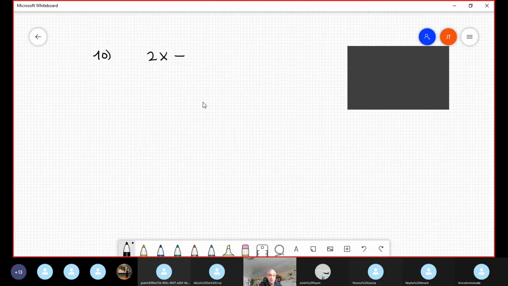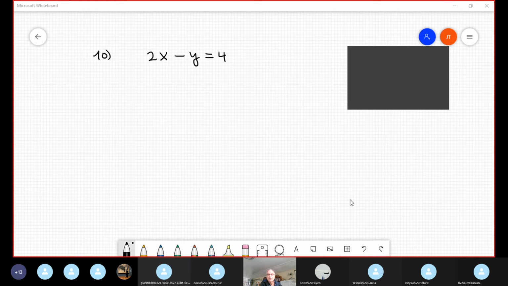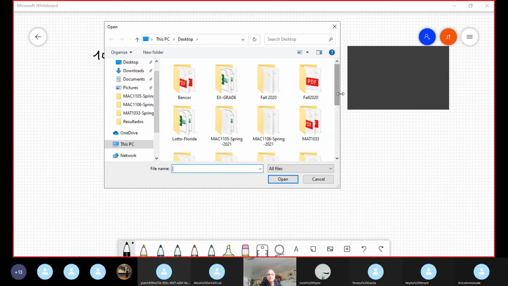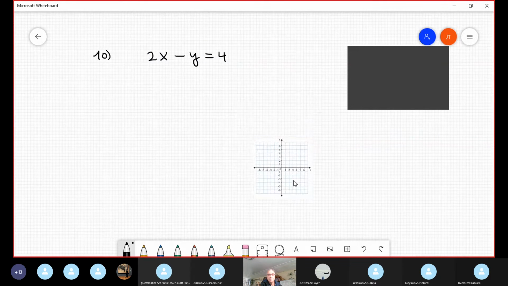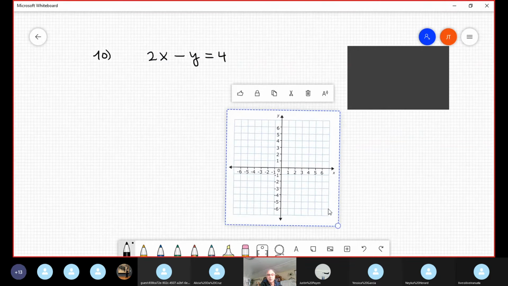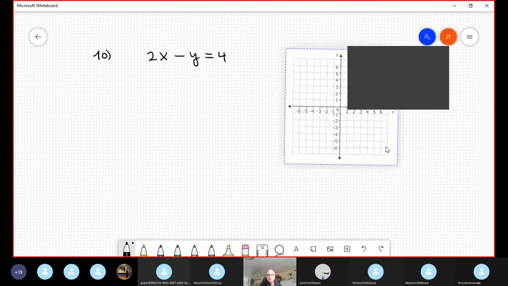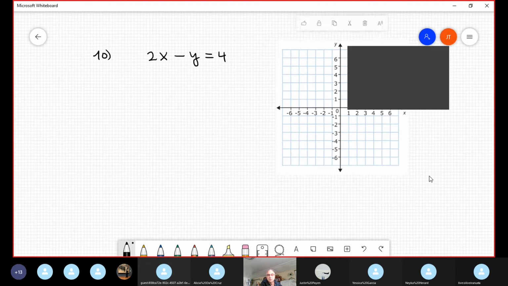Number 10 is 2x minus y equal 4. And the question says, do the graph. Okay, let me try to find again the graphic paper. And we are doing in this graphic paper both 10 and 11. Let me enlarge a little bit. Okay, good. Okay, remember, the organization is clear.